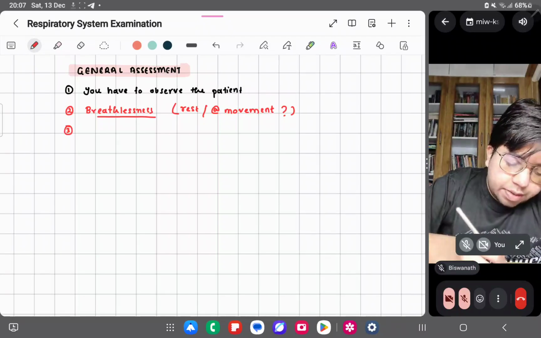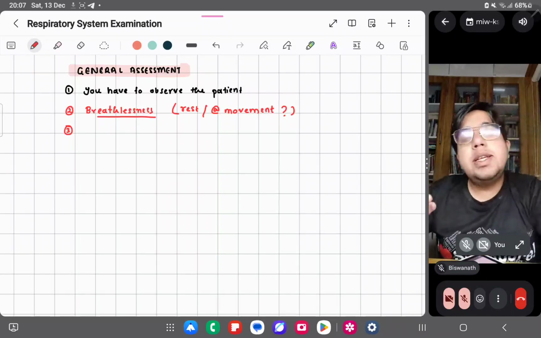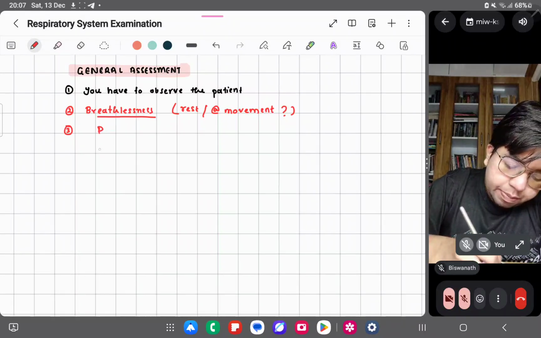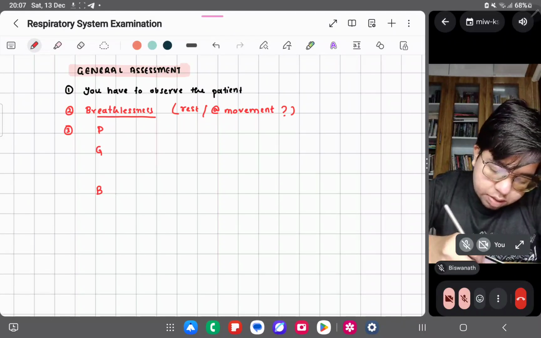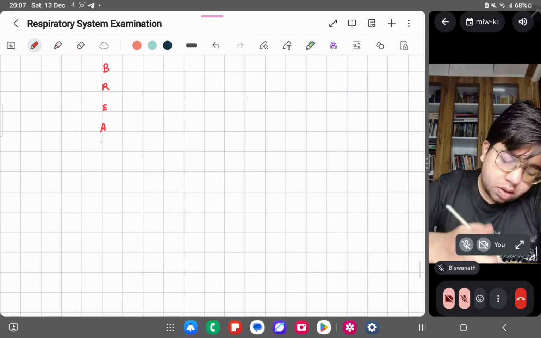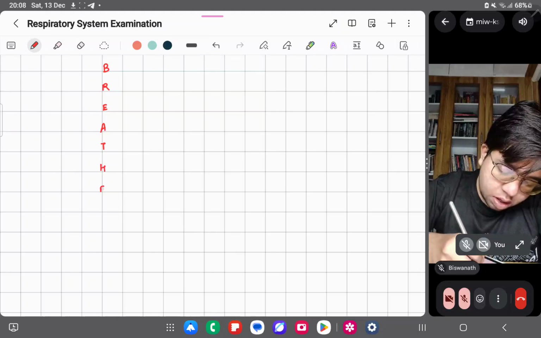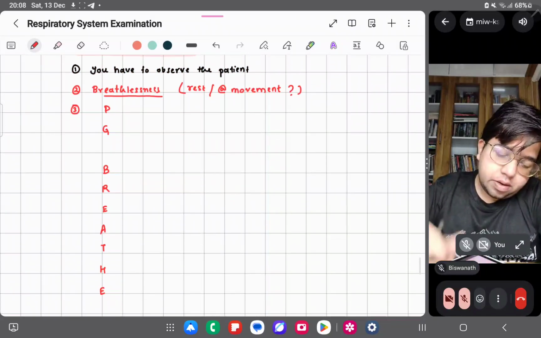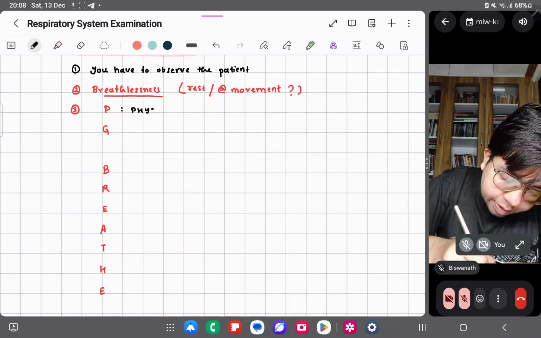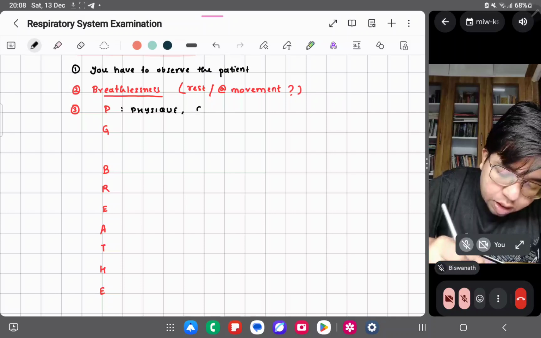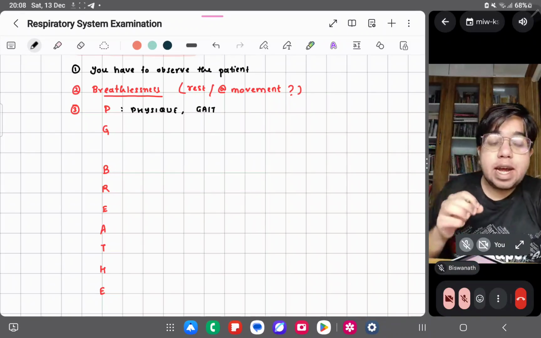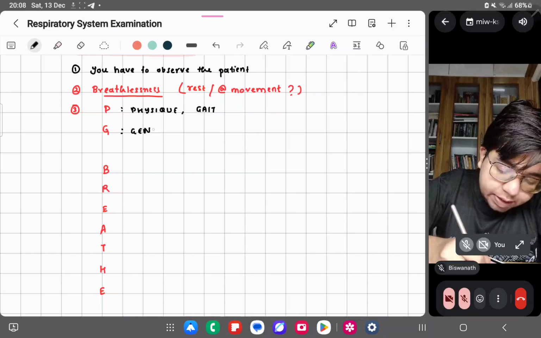What things you'll observe, the points to note in the general assessment, can be remembered by PG BREATHE. Okay, you have to note these things. The first thing is the physique and the gait, how the patient is walking. Physique and the gait. What's the general appearance?